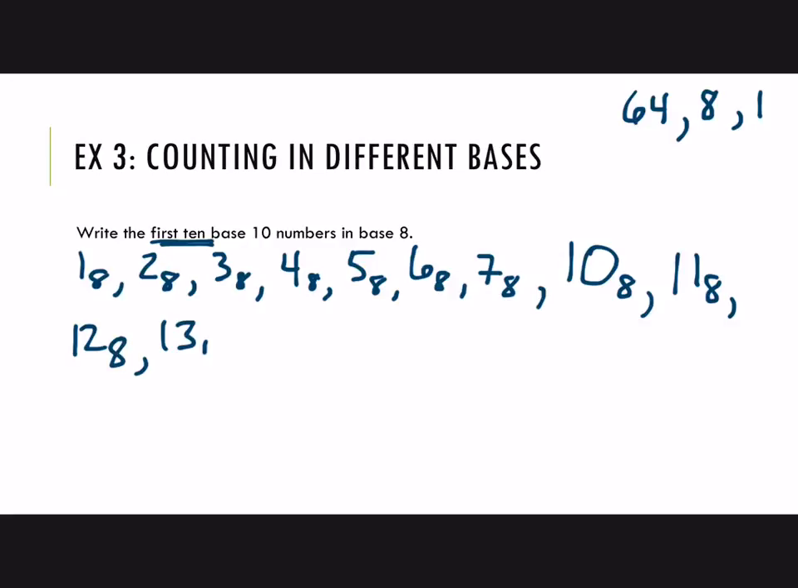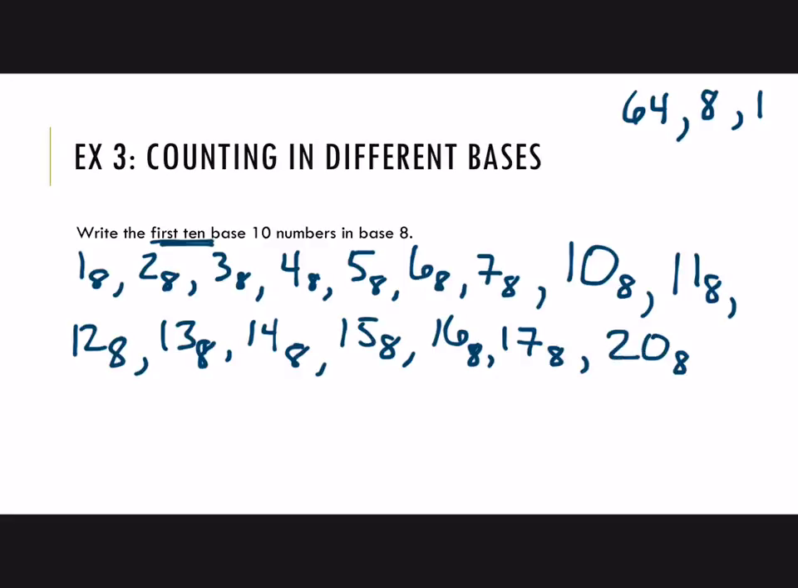Okay, we would have 1 3, 1 4, 1 5, 1 6, 1 7, and then instead of 1 8, that would actually be 2 groups of 8 and 0 1s. So this is the number 16. This is 2 groups of 8 plus 0 1s. That's 16.